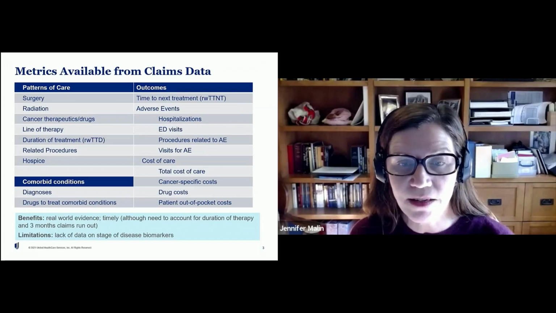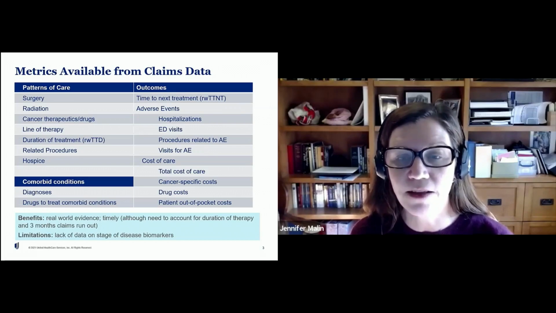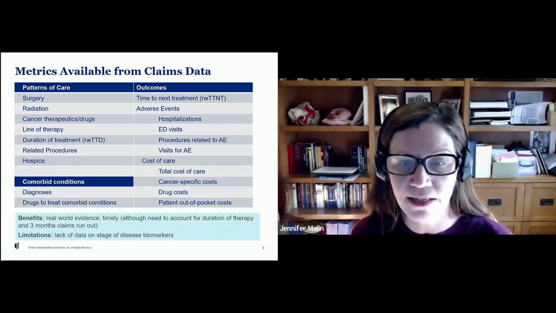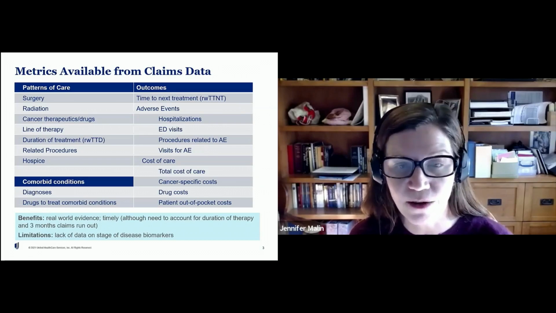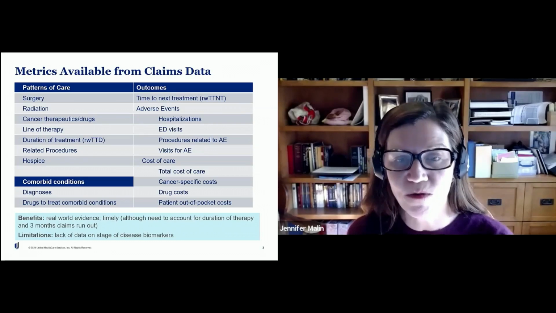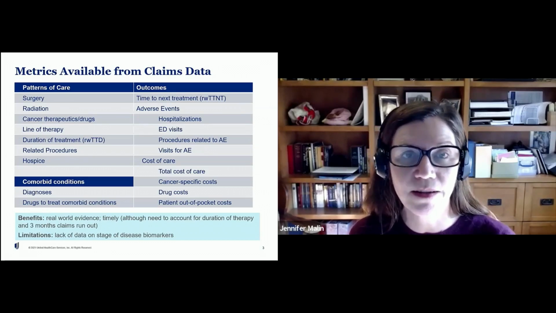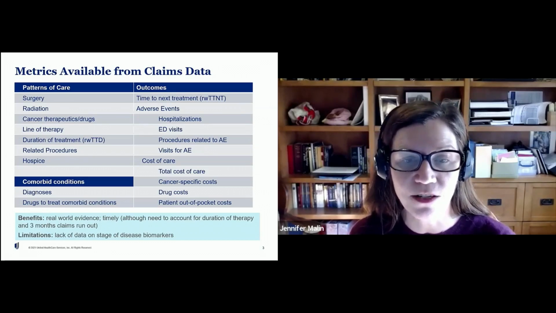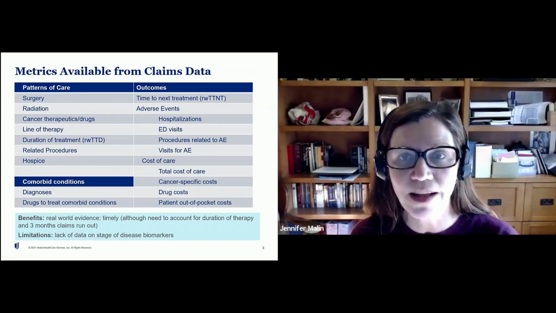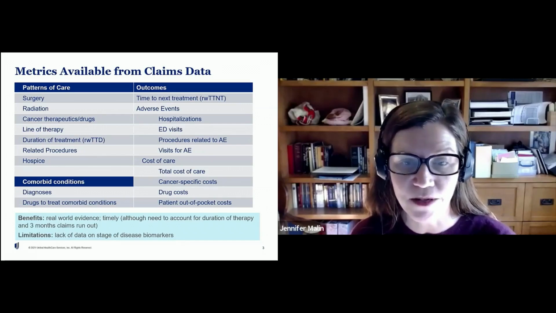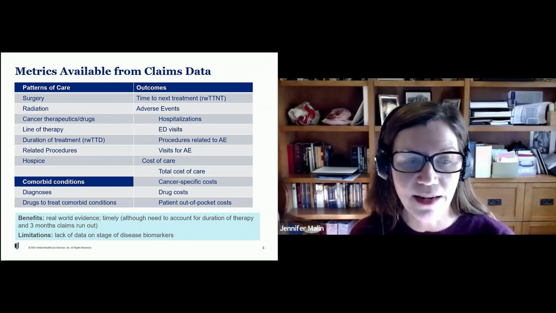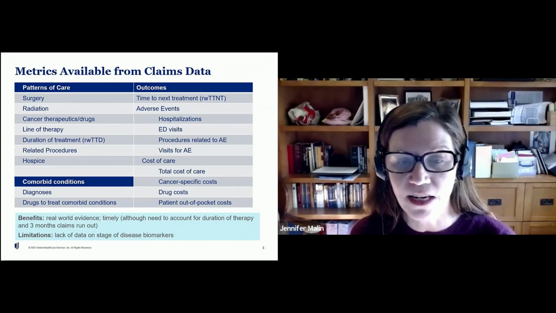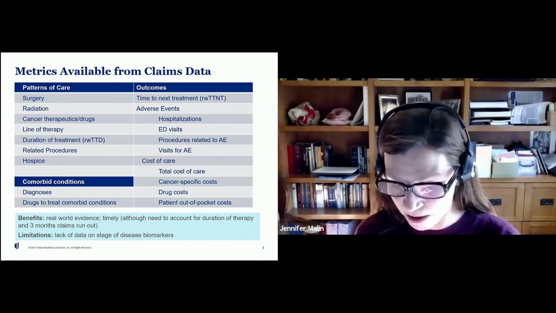It is relatively timely compared to other data sources, although you do need to account for the duration of therapy and 3 months claims run out. So we're always looking through the rearview mirror as new therapies come on the market or have new indications. And real world evidence takes time to develop just because you have to have patients get the treatments. And then as I mentioned at the outset, the real limitations are a lack of data on stage or disease biomarkers.